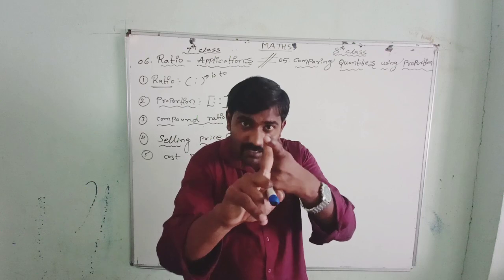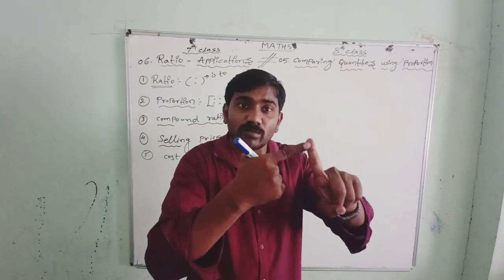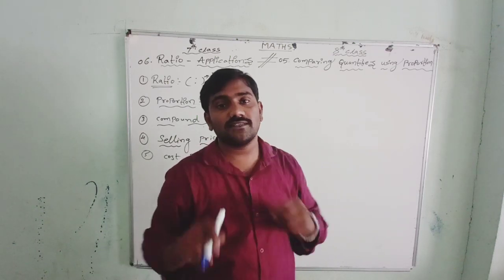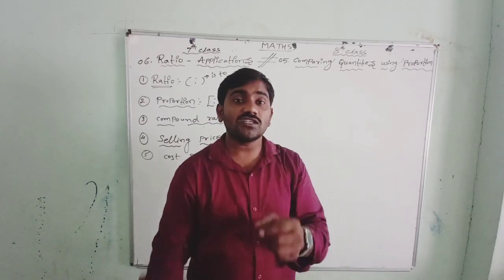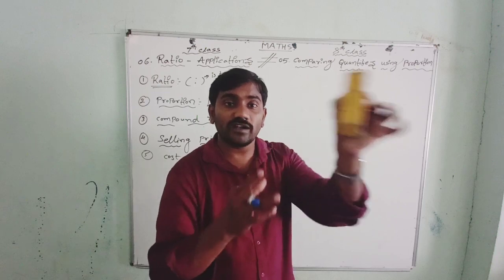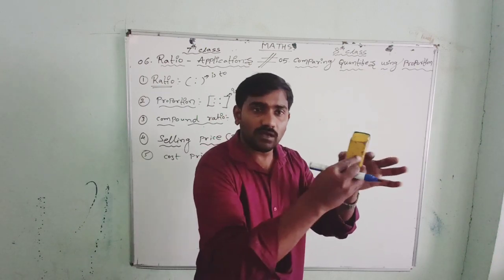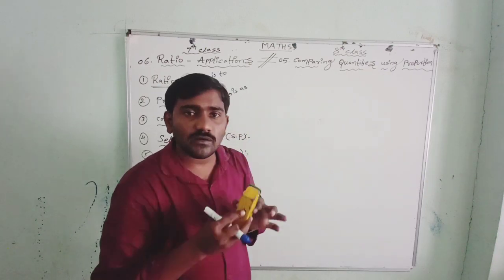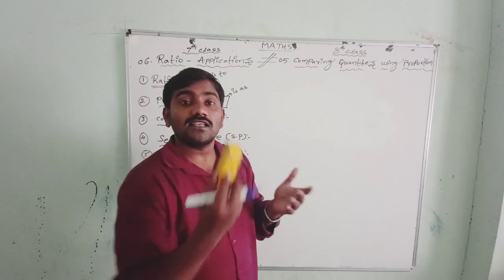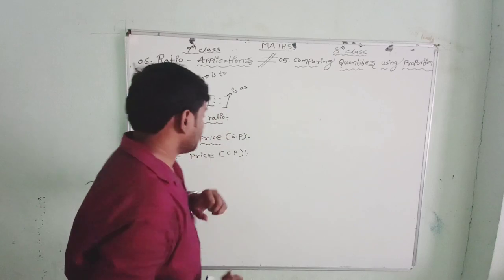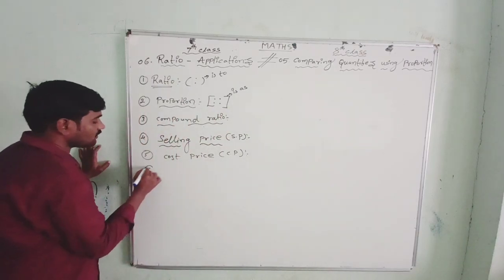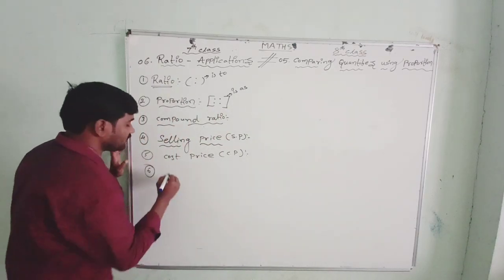Here you need to think about one relation. The seller's selling price is equal to the buyer's cost price. Suppose a seller is selling this duster for 10 rupees. Suppose I am the buyer, I am buying this for 10 rupees. The seller's selling price will be equal to the buyer's cost price. Remember. Then next, sixth one, profit.